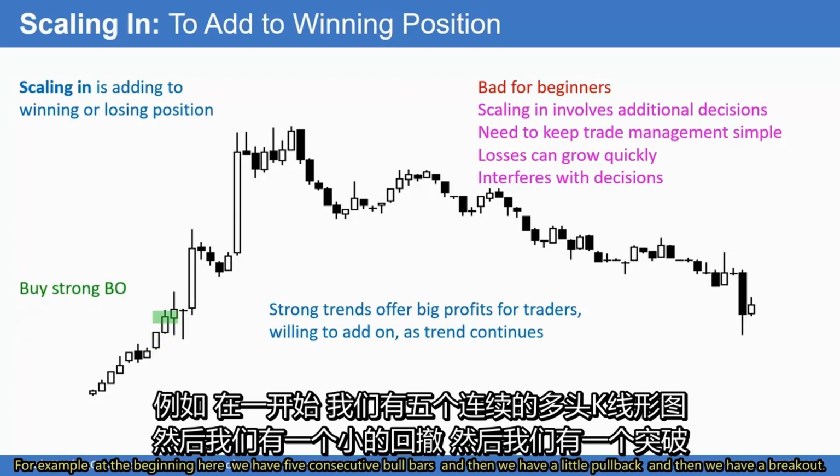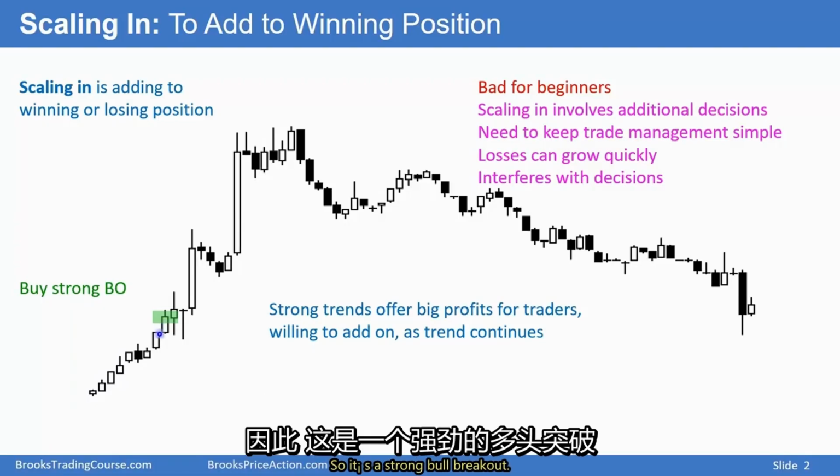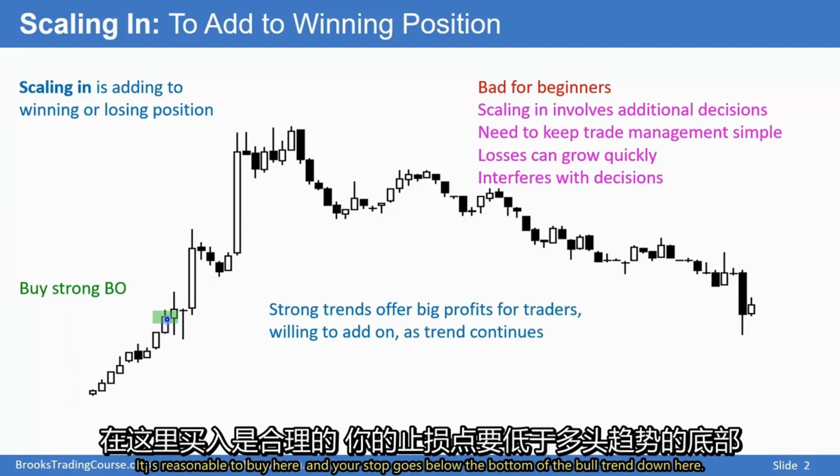For example, at the beginning here, we have 5 consecutive bull bars, and then we have a little pullback, and then we have a breakout. So it's a strong bull breakout. It's reasonable to buy here, and your stop goes below the bottom of the bull trend down here.